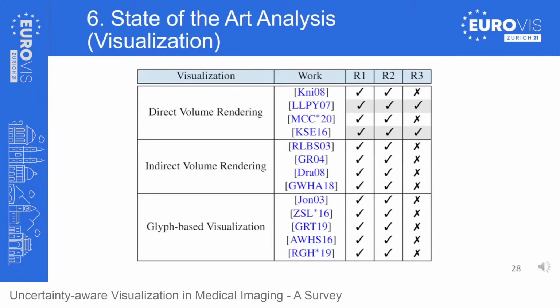As a summary for the found visualization approaches, we found two approaches of direct volume rendering that are able to deal with the made requirements. Unfortunately, indirect volume rendering and glyph-based approaches could not be found such that they fulfill all requirements. This is probably due to the visualization approach itself that is not related to the original data.